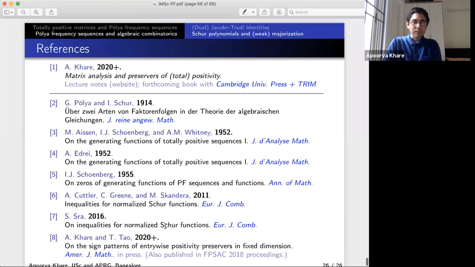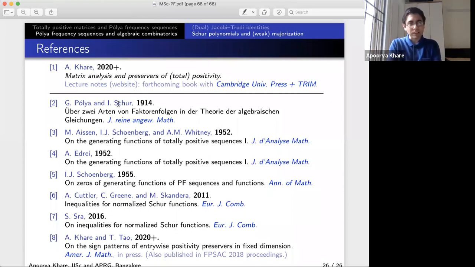Okay, so that's it. And I'll mention that a bunch of the proofs are given in these lecture notes I have on my website, including not just these proofs, but the proofs by Polya and Schur of their multiplier sequence argument, and of Schoenberg and all these other amazing results in analysis.